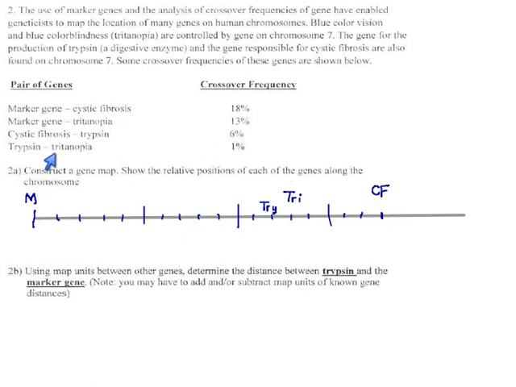Okay, and the last piece of information we haven't used is they say trypsin and tritanopia should be 1 unit away from each other, and indeed they are. So now that we have that, using map units between other genes, determine the distance between trypsin, there it is, and the marker gene. Once you have a map, this is nothing. 1, 2, 3, 4, 5, 6, 7, 8, 9, 10, 11, 12. They are 12 map units apart.